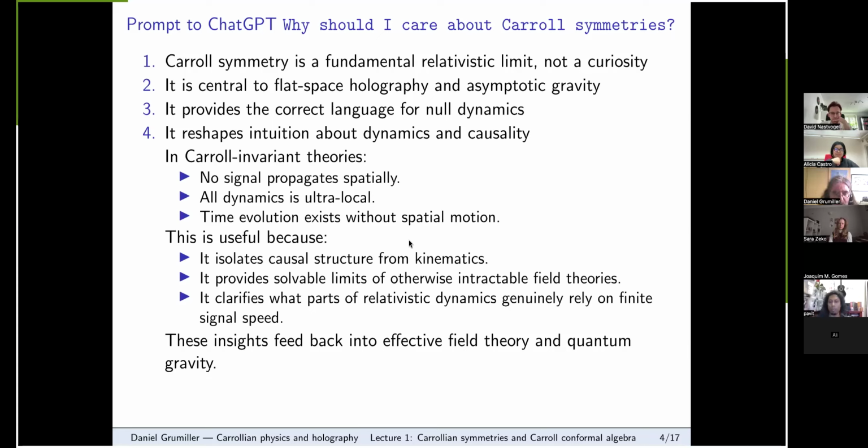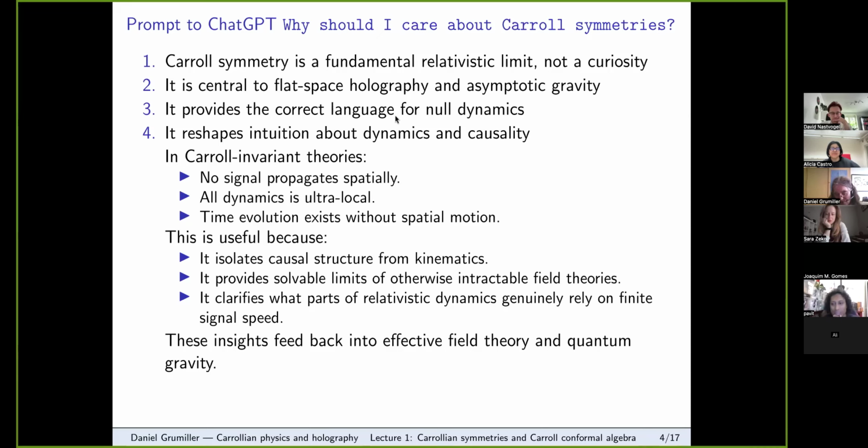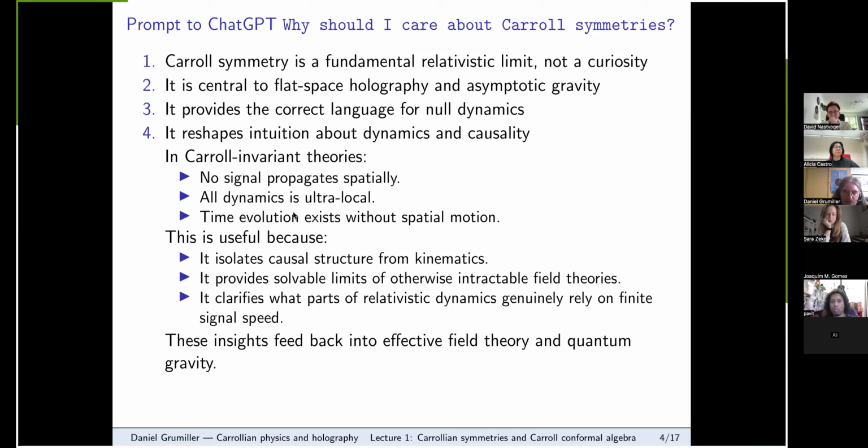The next one is a bit weird here. I don't fully understand what ChatGPT means. So it reshapes intuition about dynamics and causality. That's a bit of a vague statement. In Carroll invariant theories, no signal propagates spatially. I mean, the light cone collapses. So unless you propagate outside the Carroll light cone, there's no propagation. All dynamics is ultra-local. Well, with some caveats, this is somewhat true.